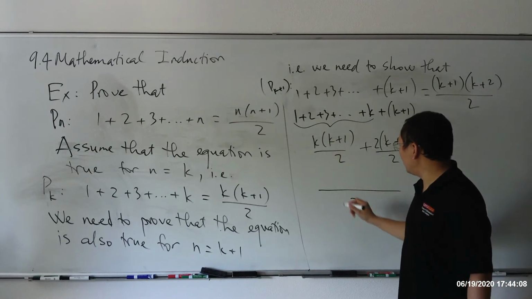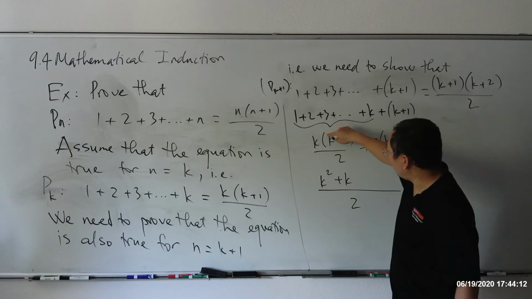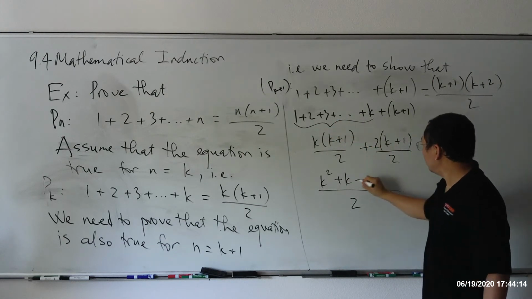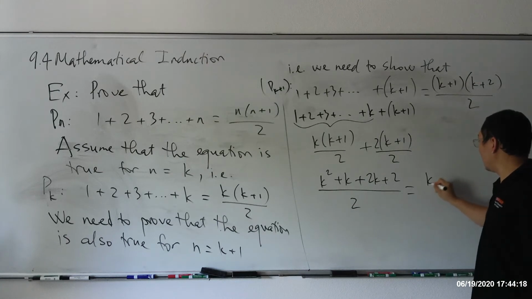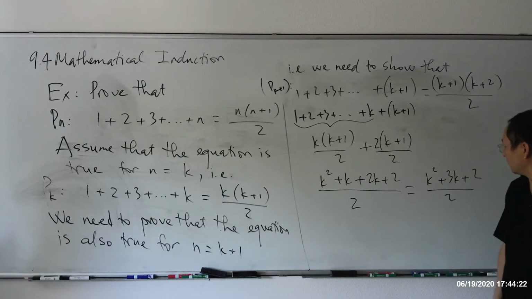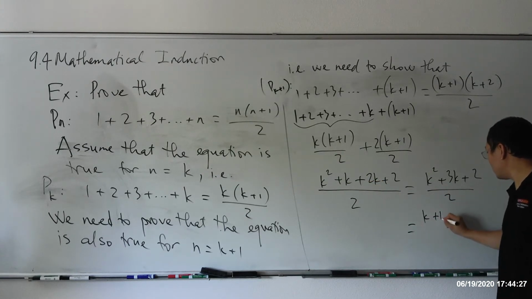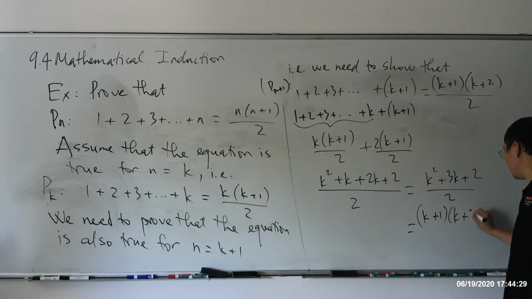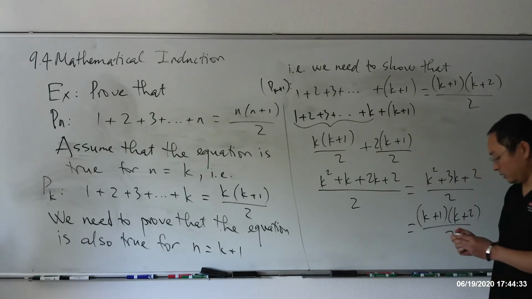I'm going to simplify the numerator and factor out. I got k squared plus k, distributing k: k squared, k times 1 is k, plus 2k plus 2, right? And this is k squared plus 3k plus 2 over 2. I combine the like terms and factor the top. I got k plus 1 times k plus 2 over 2. So really, the left hand side is equal to the right hand side.